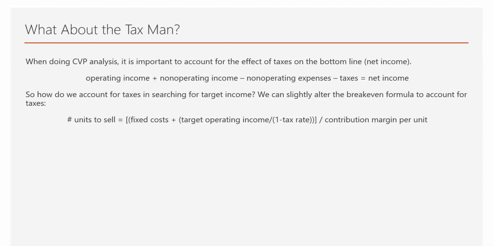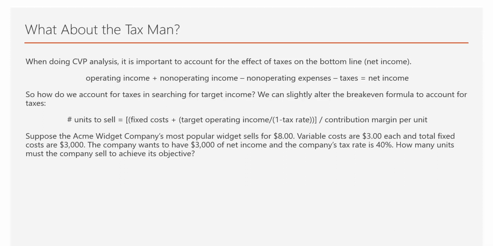Then I'm going to take my target income, divide that by my profit rate, add that to my fixed costs, and divide that by my contribution margin per unit. Wow, I just did a lot there, didn't I? I just talked myself probably into confusion, but let's take a look at that.